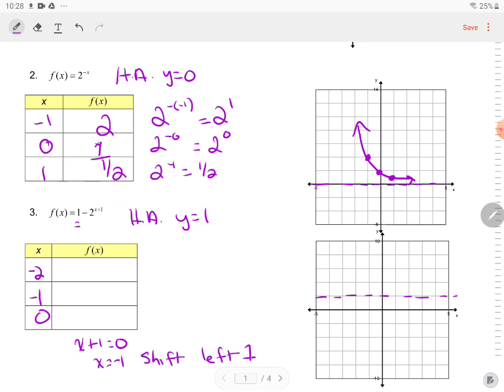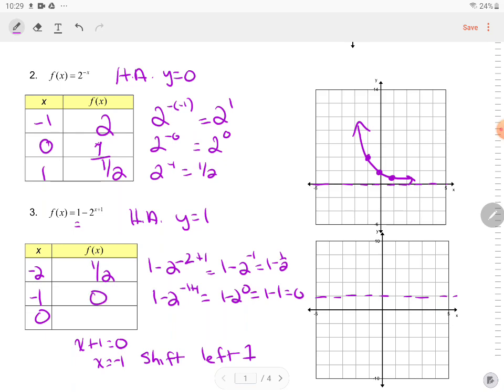So when I make a table, we want that to be the middle value. So you have 1 minus 2 to the -2 plus 1. So that's 1 minus 2 to the -1. That's 1 minus 1/2, so that's 1/2. Now let's do the same thing with the -1. This is 1 minus 2 to the -1 plus 1. 1 minus 2 to the 0. 1 minus 1 is 0.